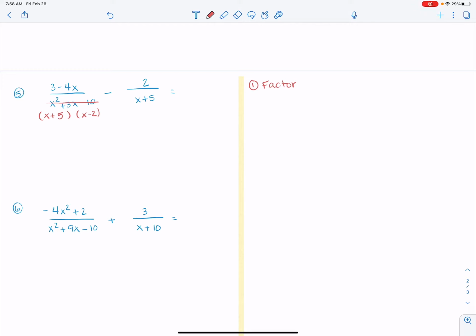2 over x plus 5, none of that cancels. Okay, so I can't simplify either fraction. So can you simplify? No, because 3x minus 4 isn't in the, I can't simplify any of that. Okay, so next, we need to see if we have a common denominator.